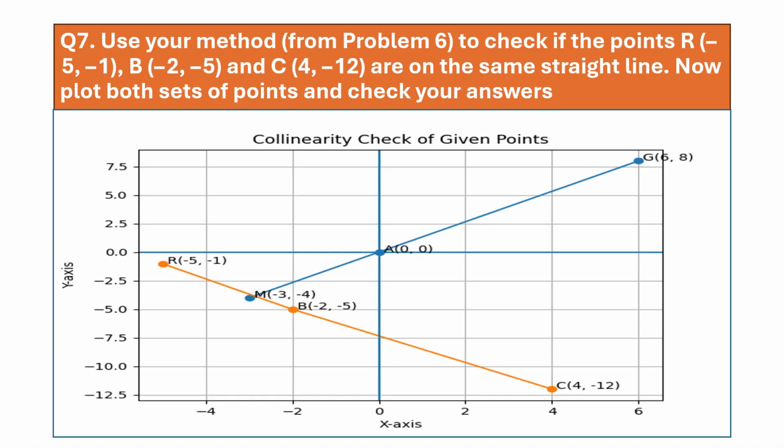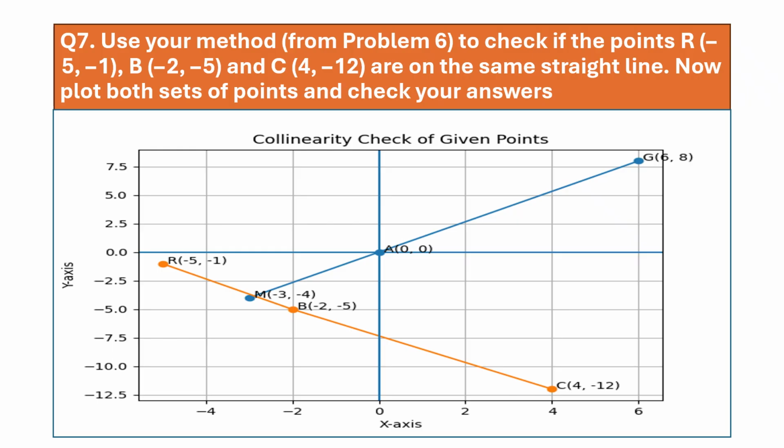Let's understand this. Can you see the graph on the screen, children? These are all the points, coordinates which you need to plot. So if we see point R, it is minus 5, minus 1. Then B is minus 2, minus 5. For C, 4, minus 12. Now if you actually see, could you see that orange line? They all are on the same line.